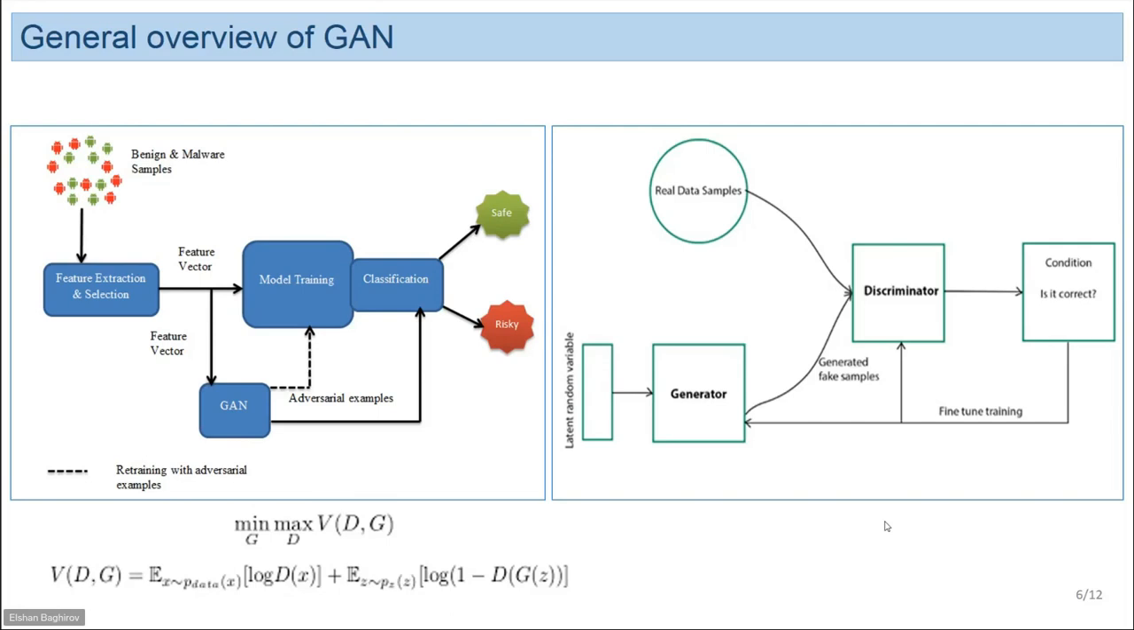The generator's primary role is to create synthetic data samples that resemble the real data that it has been trained on. It takes random noise as input and generates data in a way that is indistinguishable from the real data. By continuously improving its ability to generate realistic data, the generator aims to deceive the discriminator.